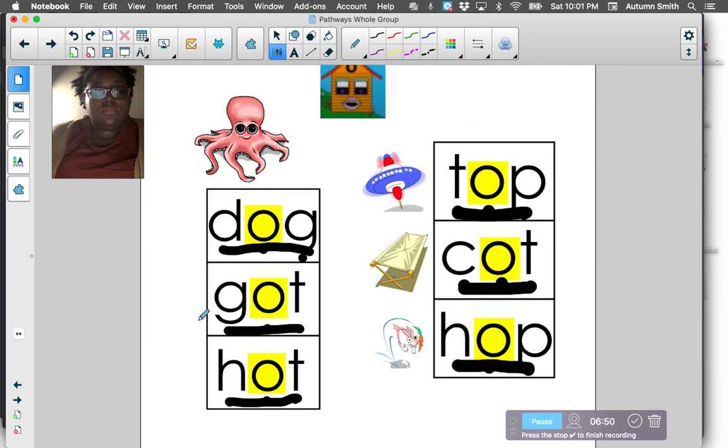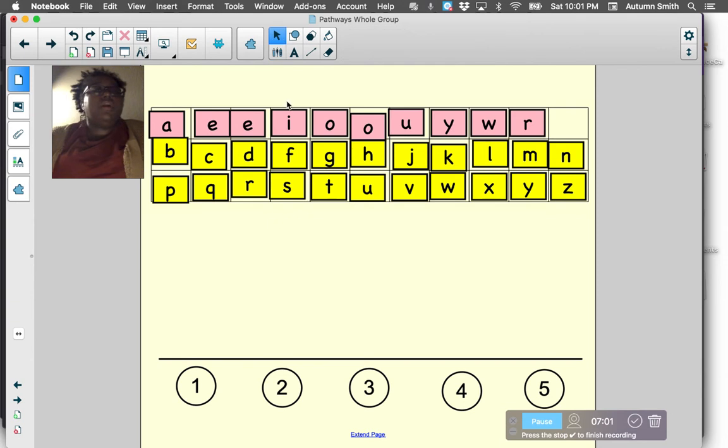Dog. Got. Hot. Got and hot are rhyming words. Now, let's move on and spell some words with the ah sound, the short O sound.